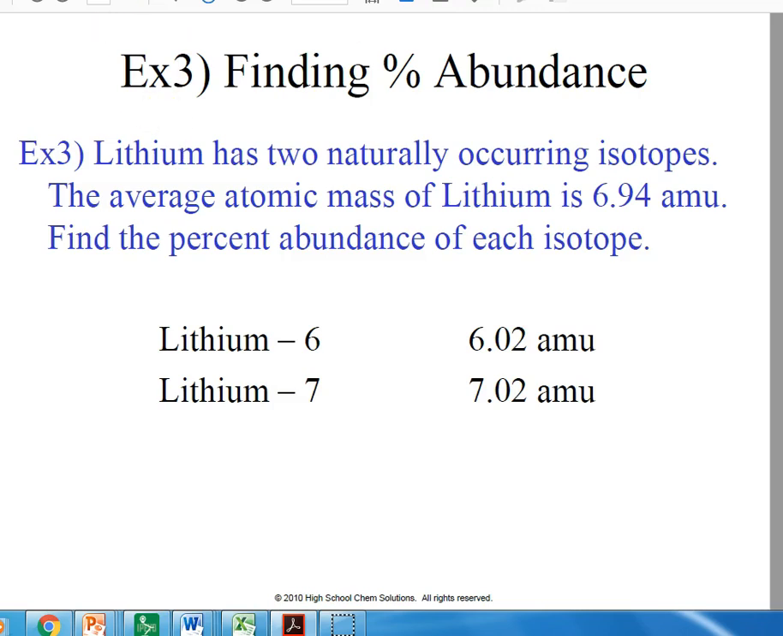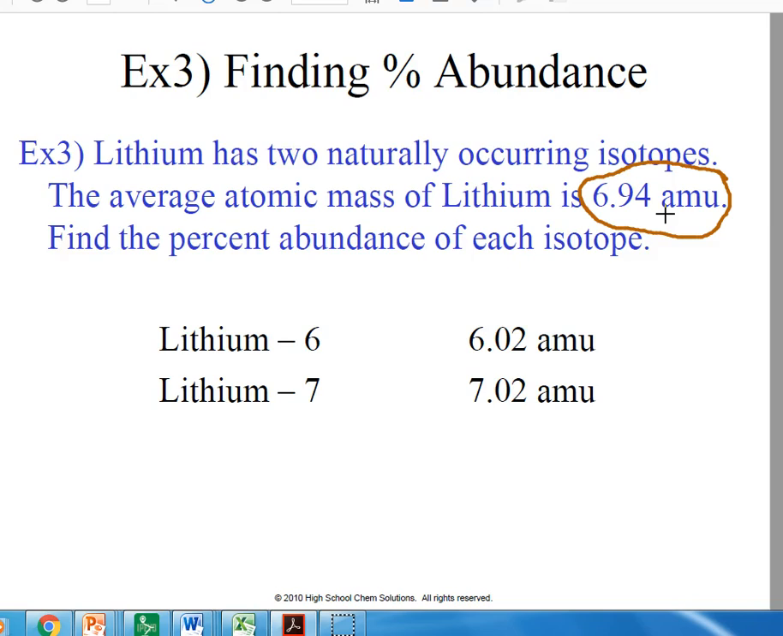In this example, we have two naturally occurring isotopes, and that is for lithium. The average atomic mass of lithium is given. Now, this information is not necessary to the problem because it can be found on the periodic table. So if they don't give you the average, you could just look on the periodic table to find it. The question, though, is what is the percent abundance of each isotope?